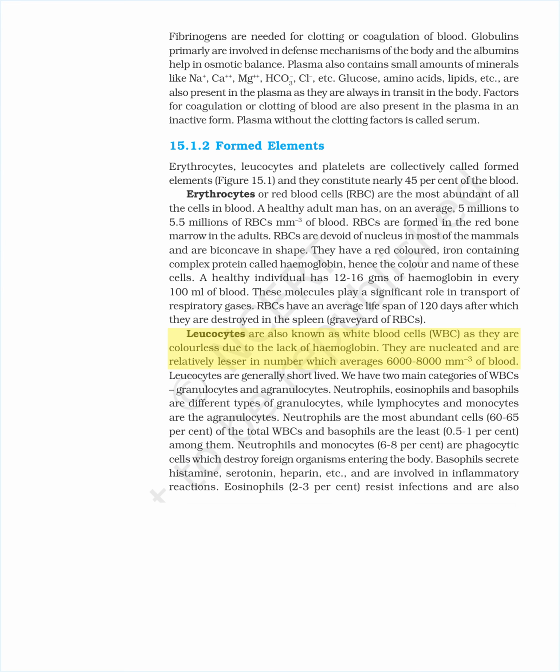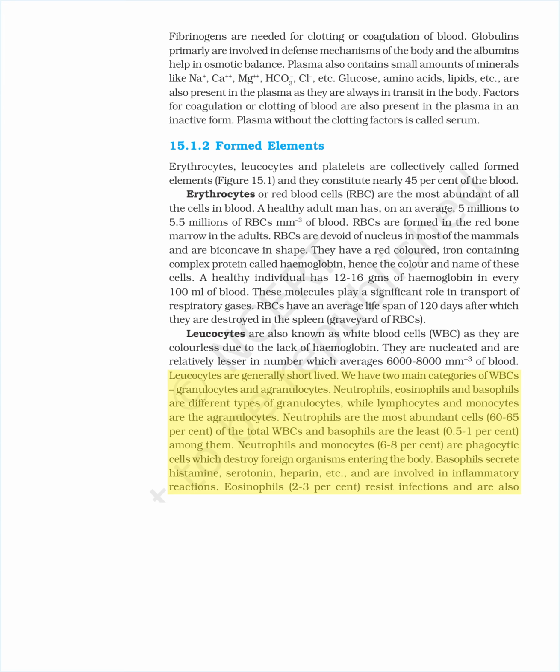Leukocytes are also known as white blood cells, WBC, as they are colorless due to the lack of hemoglobin. They are nucleated and are relatively lesser in number, which averages 6000 to 8000 per cubic millimeter of blood. Leukocytes are generally short-lived. We have two main categories of WBCs, granulocytes and agranulocytes. Neutrophils, eosinophils, and basophils are different types of granulocytes, while lymphocytes and monocytes are the agranulocytes.